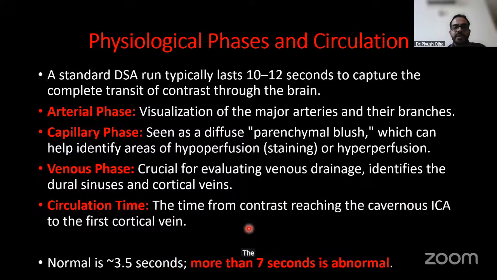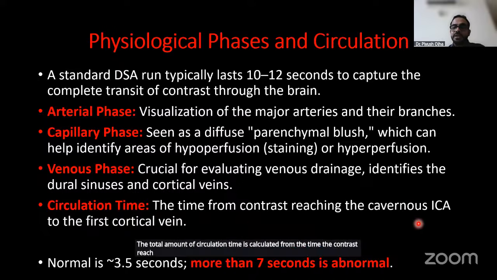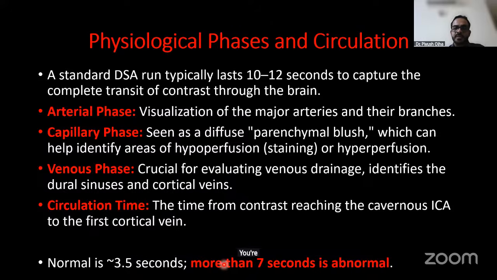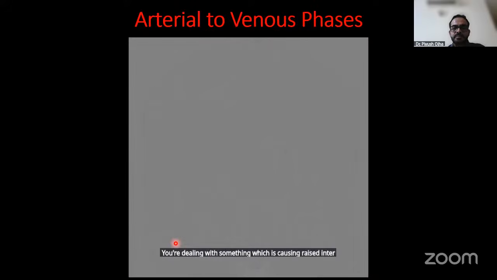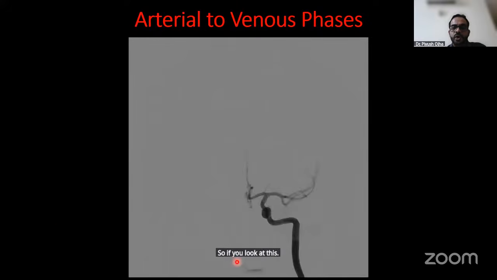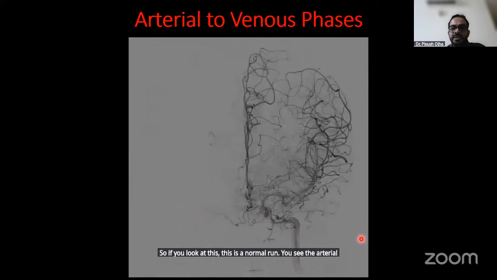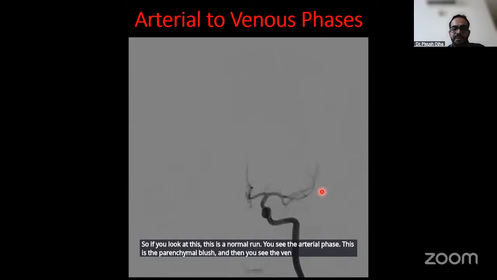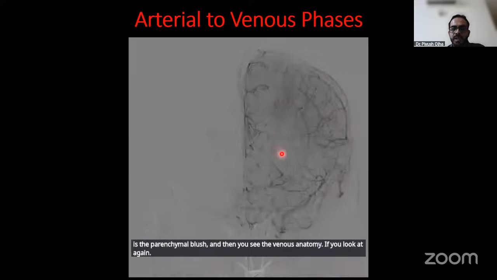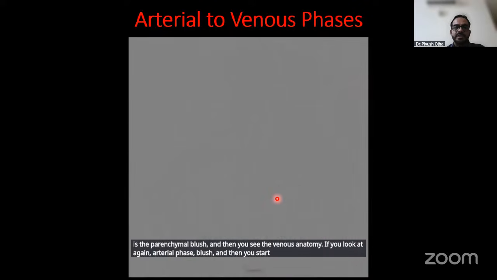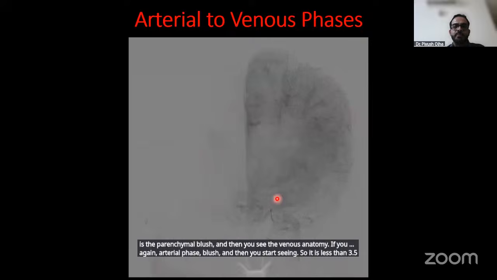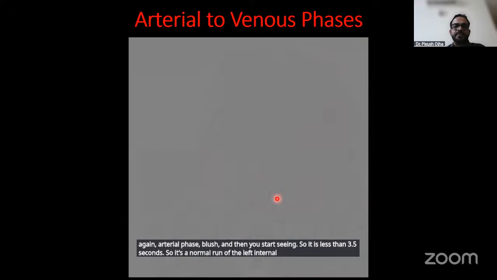The total circulation time is calculated from the time the contrast reaches the cavernous ICA to the first cortical vein. It is usually around 3.5 seconds, but should not be more than 7 seconds. If it is more than 7 seconds, you're dealing with something which is causing raised intracranial pressure. This is a normal run. You see the arterial phase, then the parenchymal blush, and then you see the venous anatomy. Looking again: arterial phase, blush, and then the veins start appearing. So it is less than 3.5 seconds, a normal run of the left internal carotid artery.